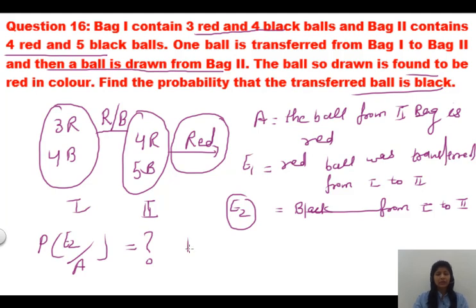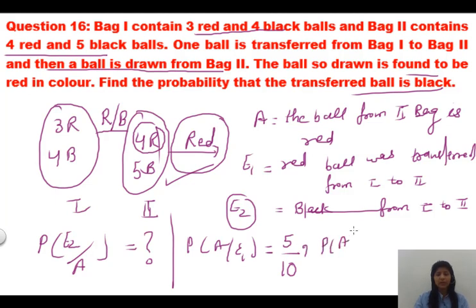Okay. Can you calculate P of A given E1? A given E1 means the transferred ball is red, and then the second ball that you are taking from the second bag is of red color. So what is the red color probability? If you are transferring a red ball, the red balls become 5 in number. So 5 upon total balls, which will be 10.